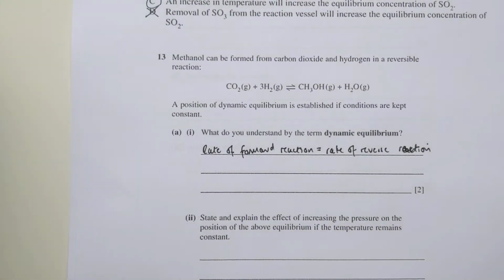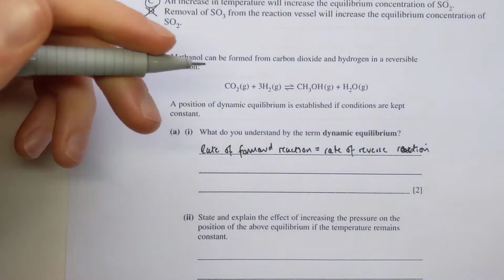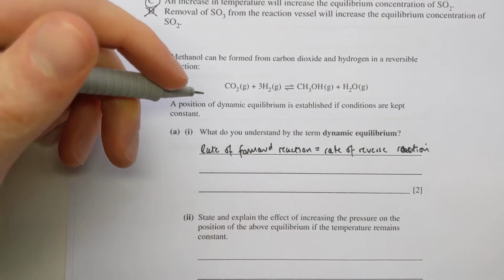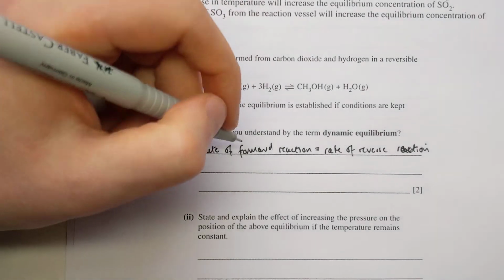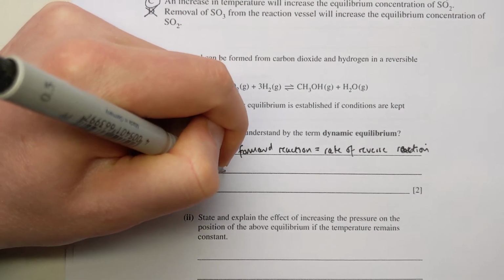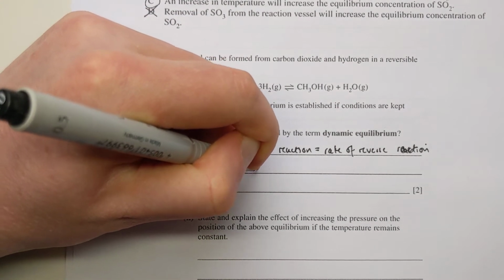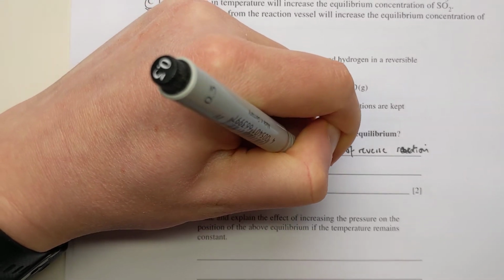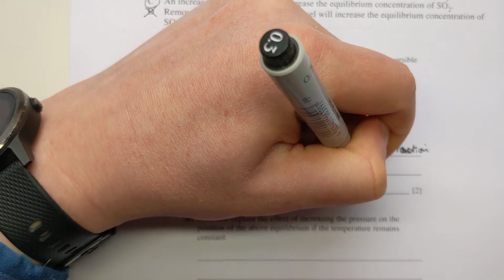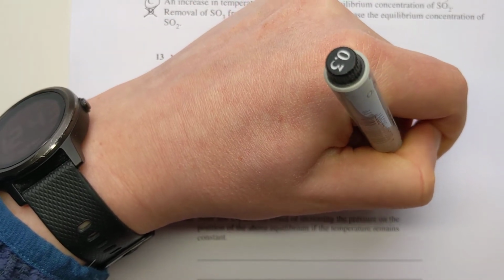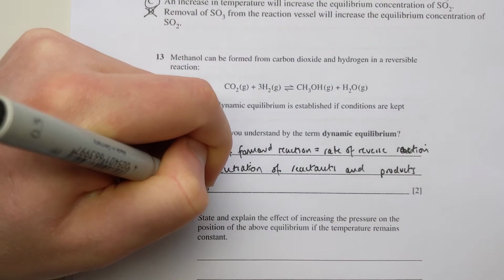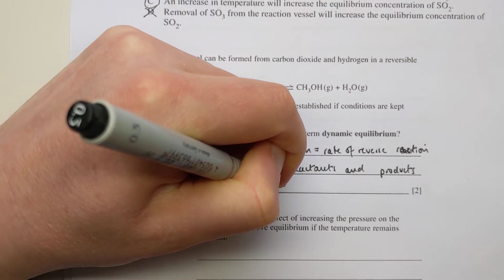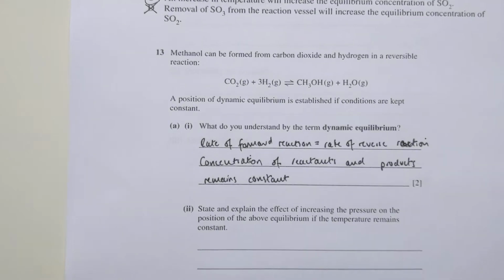So it's tempting to leave it just like that, but that's only 1 mark. You have to talk about the implication of those rates being the same. If the rate's the same forward and backwards, it means the concentrations are locked in and can't change. So how you write that is that the concentration of the reactants and products remains constant. So that's your second mark.